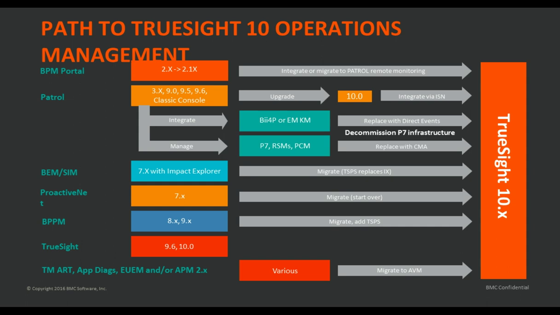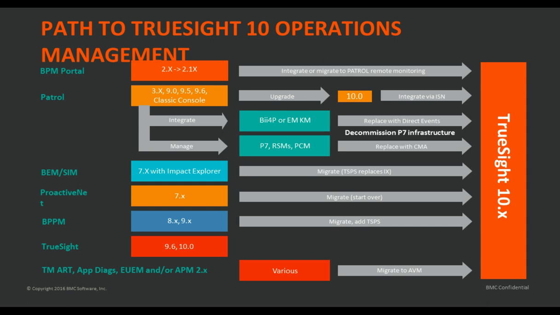If you're on Patrol 3.x or 9, any of the 9 versions, and using the Classic Console, you don't really need the Classic Console anymore. The first thing I would suggest is, well, you're probably integrated today, if you have BPPM or BIM, through one of the adapters, either BII4P or the Event Management KM. So you can continue doing that today, and you can do that during your migration while you upgrade your agents, which is what you really want to do, is upgrade your agents to version 10 and then integrate via the integration service node. You had those in BPPM. You still have them in TrueSight 10.